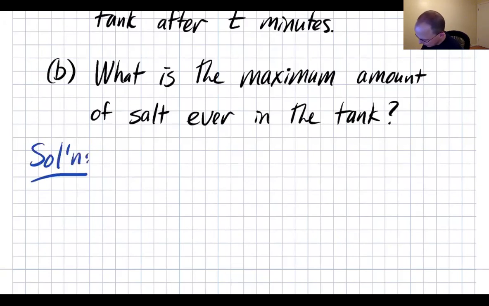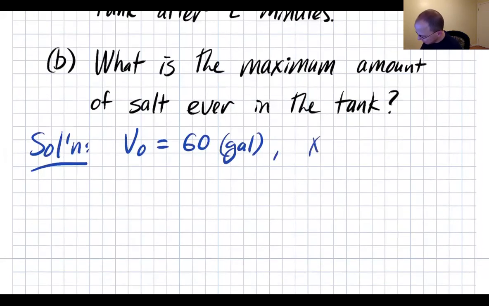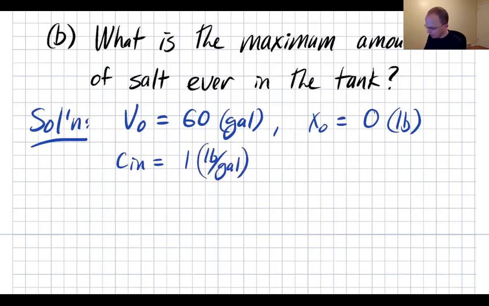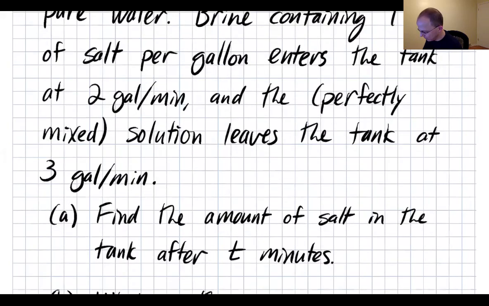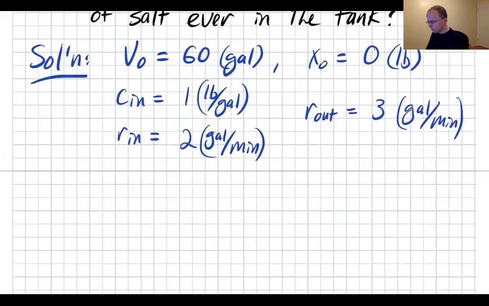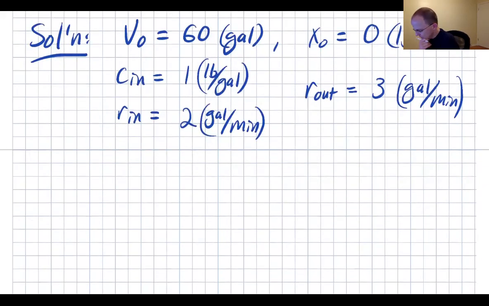So let me try to summarize what we had from above. V naught was 60 gallons. X naught was 0 pounds, because we're measuring the salt in pounds. The concentration in was 1 pound per gallon. The rate coming in was 2 gallons per minute. And finally, the rate coming out was 3 gallons per minute.